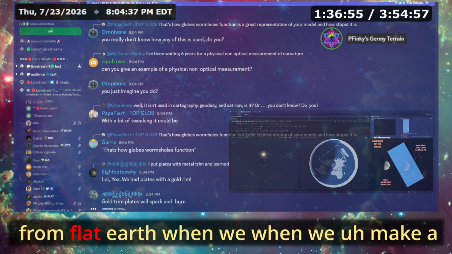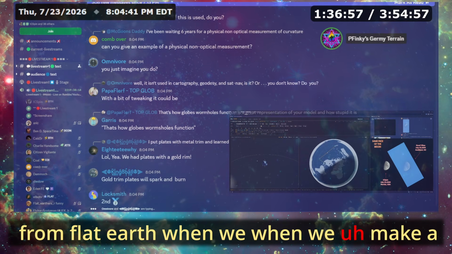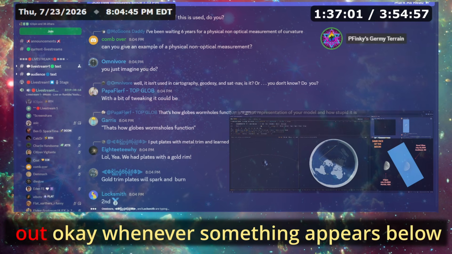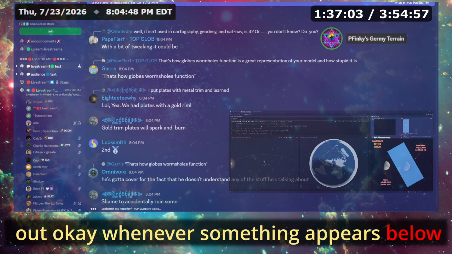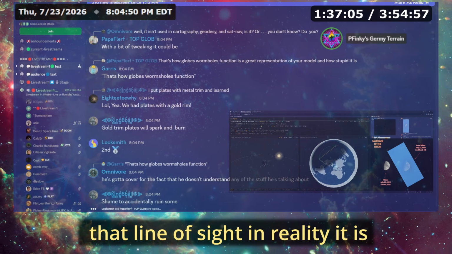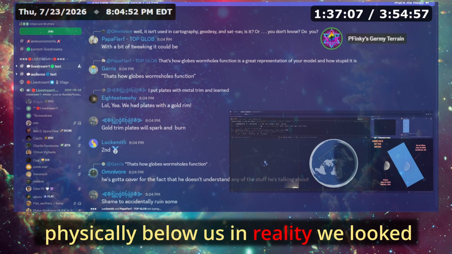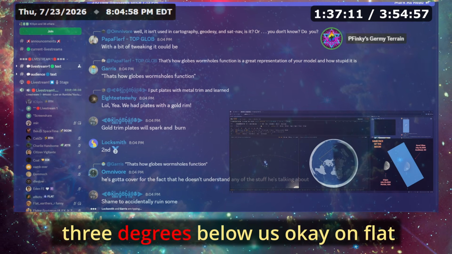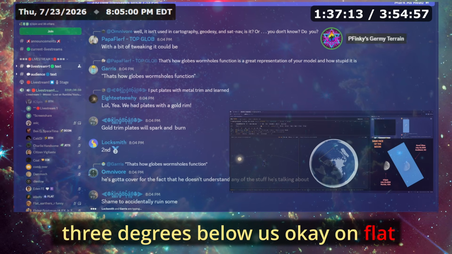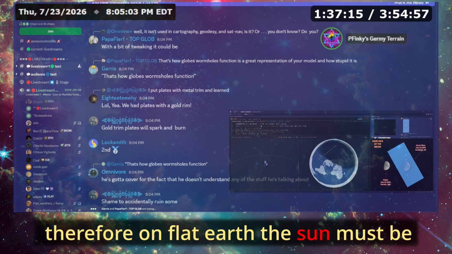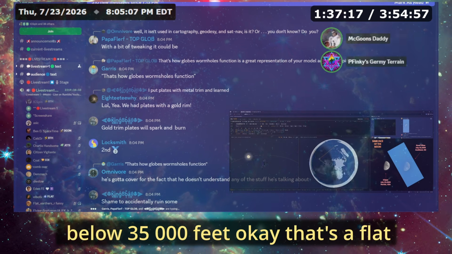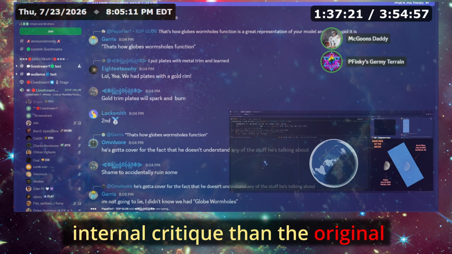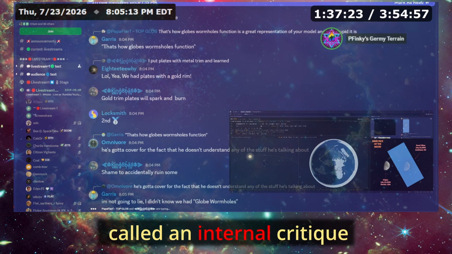Okay, make an argument from flat Earth. When we make a level, we level our line of sight out. Okay, whenever something appears below that line of sight in reality, it is physically below us in reality. We looked out of a window and we saw the sun 3 degrees below us. Therefore, on flat Earth, the sun must be below 35,000 feet. Okay, that's a flat Earth argument. That's a different internal critique than the original thing you said. It's called an internal critique.